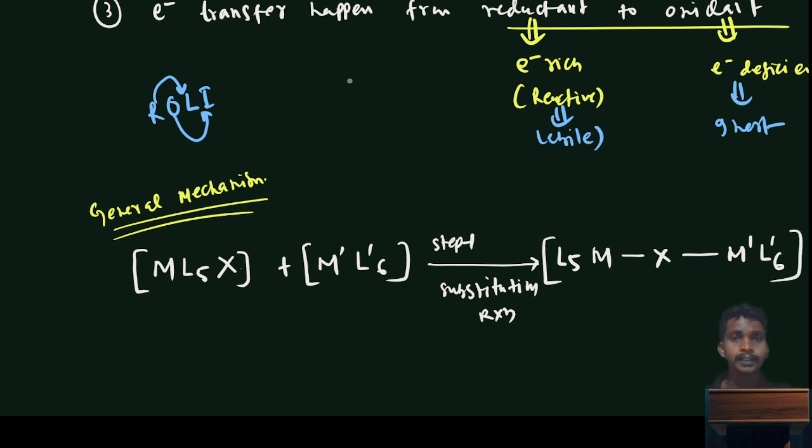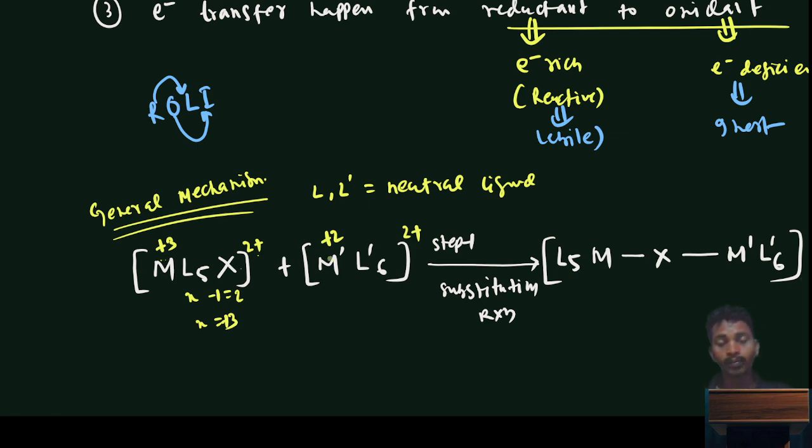Let's say it has a charge of 2 plus, and this also has a charge of 2 plus. While we are doing the inner sphere mechanism, we only look at the charge of the metal. Here the charge of the metal is plus 3, because X is minus 1, let's say this is 2, then x equals plus 3. So the charge of the metal is plus 3 and the charge of this is plus 2, because let's say L and L dash are neutral ligands, so the charge will be 0. So this has plus 3 charge and this has plus 2 charge. This is the oxidant, because it is electron deficient, and this is the reductant. From here, electron transfer happens from reductant to oxidant, and in the oxidant what is there?